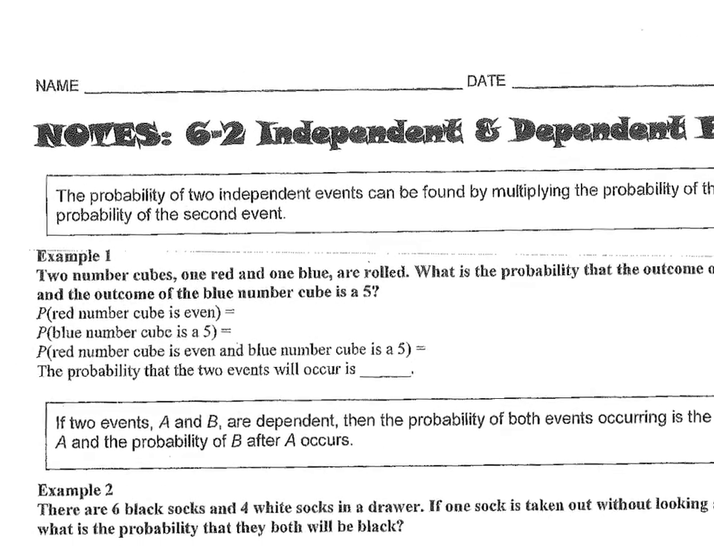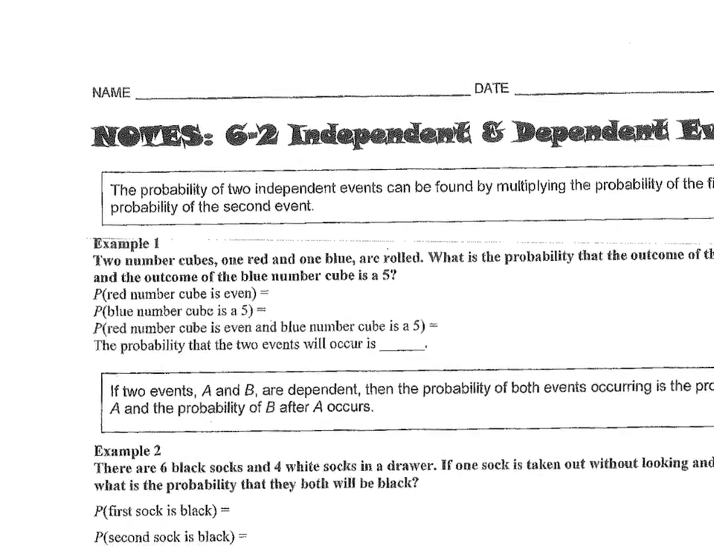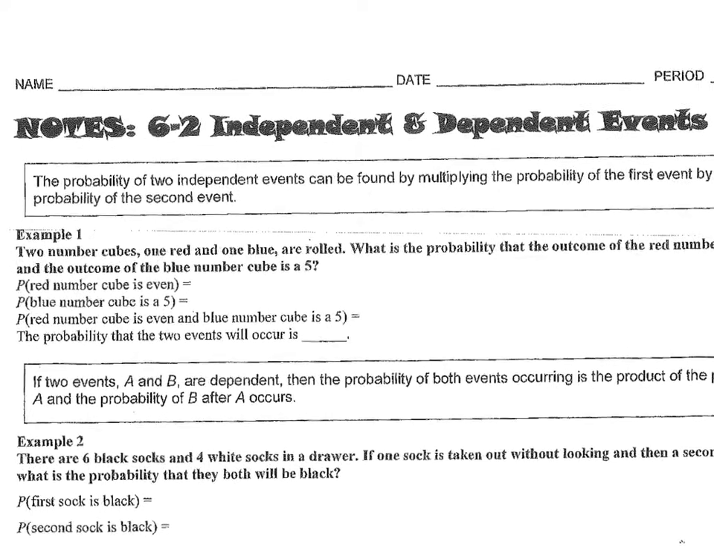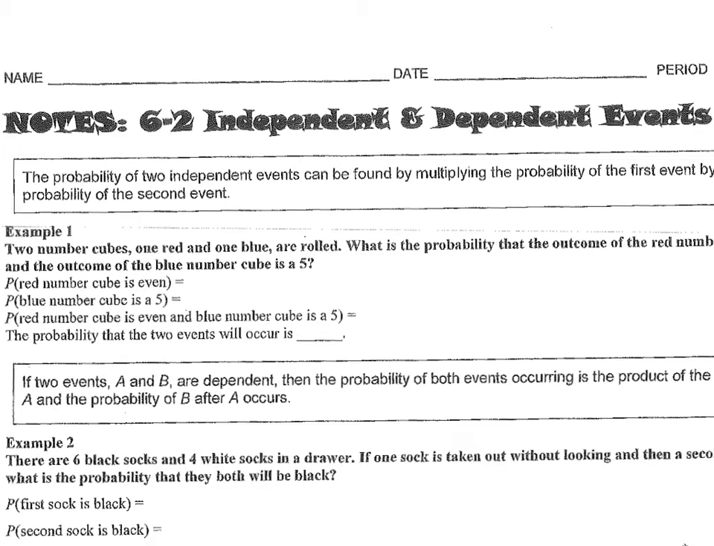Okay, so independent events. Independent means that it's going to happen independently from the other event. So the two events, say we roll a dice and we choose from a deck of cards, those are two different events that have nothing to do with each other. That's independent. Dependent means that one of the two events is going to depend on the other one. So yesterday we had a big old bowl of tickets. Every time we took a ticket out, the total number of tickets decreased, right? So that would be dependent.